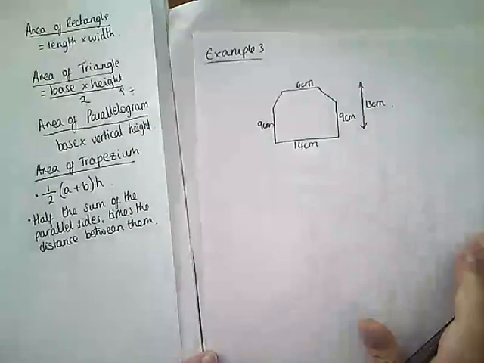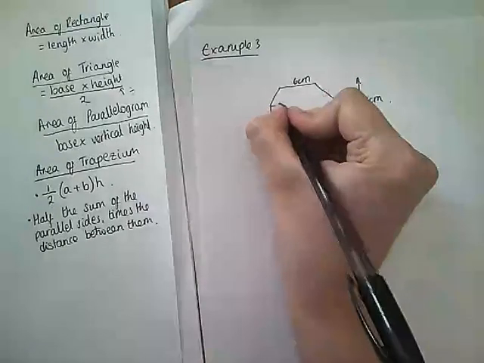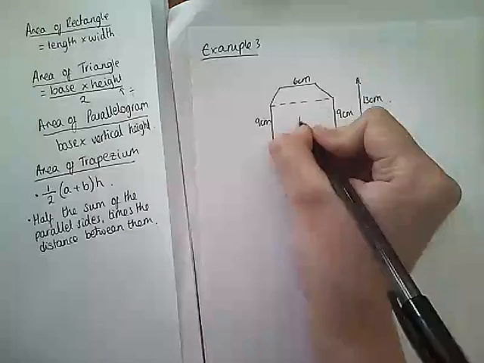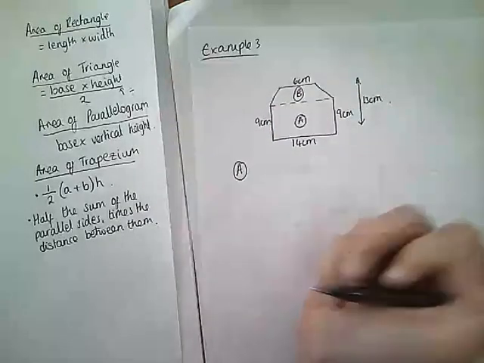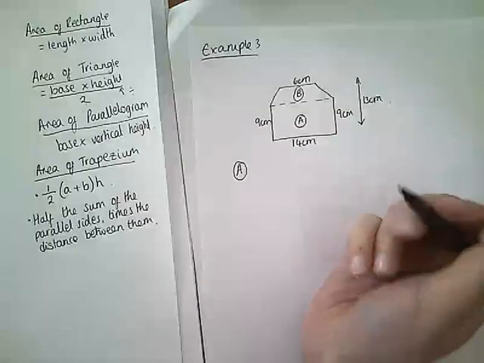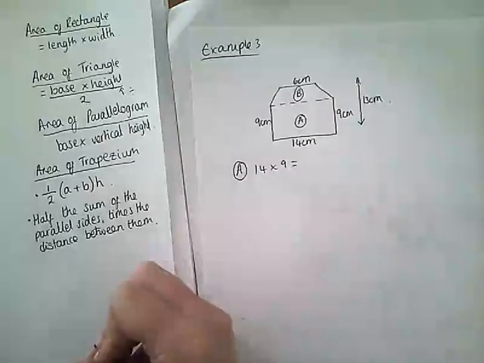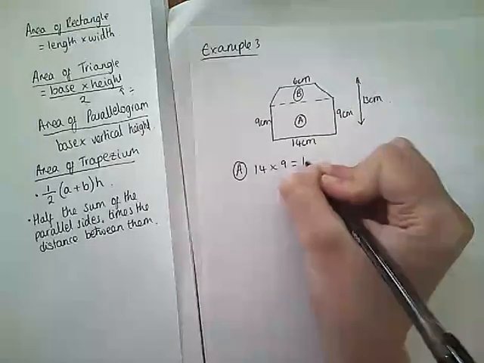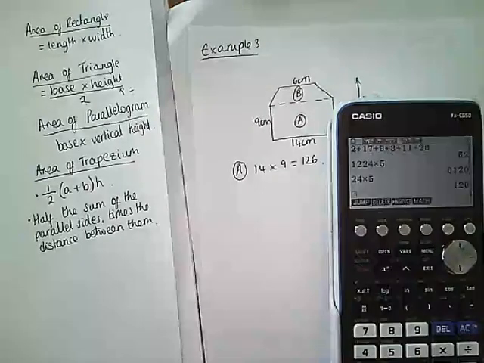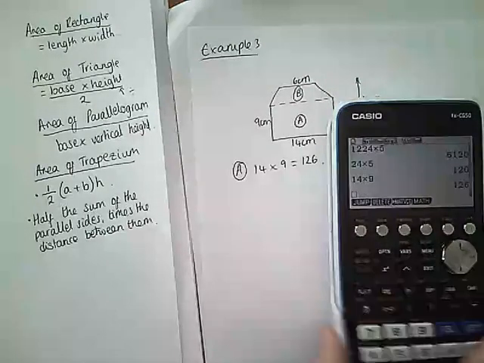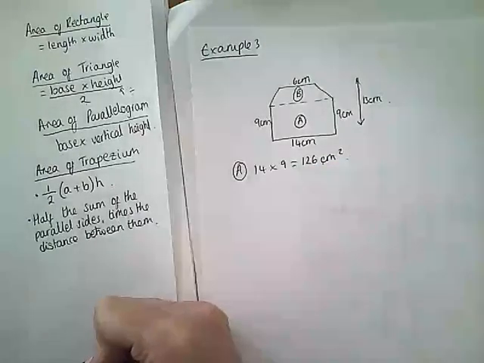Now how are we going to make this into shapes we know? The easiest way to do it is to split it this way again. That means this is shape A and this is shape B. Hopefully shape A is fairly straightforward. That is a rectangle, so we are going to do base times height as always, or length times width. 14 times 9, which I'm hoping is 126. Let me just check it on my calculator in case I have a funny five minutes. 14 times 9, 126. Perfect. So the area of shape A is 126 centimetres squared.